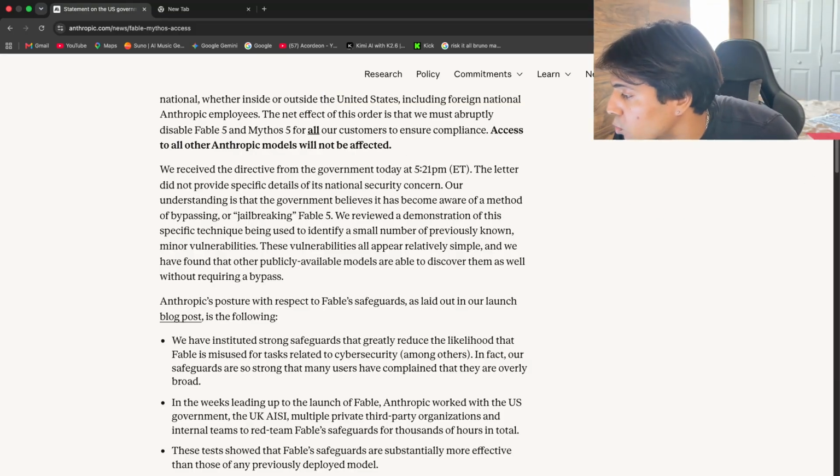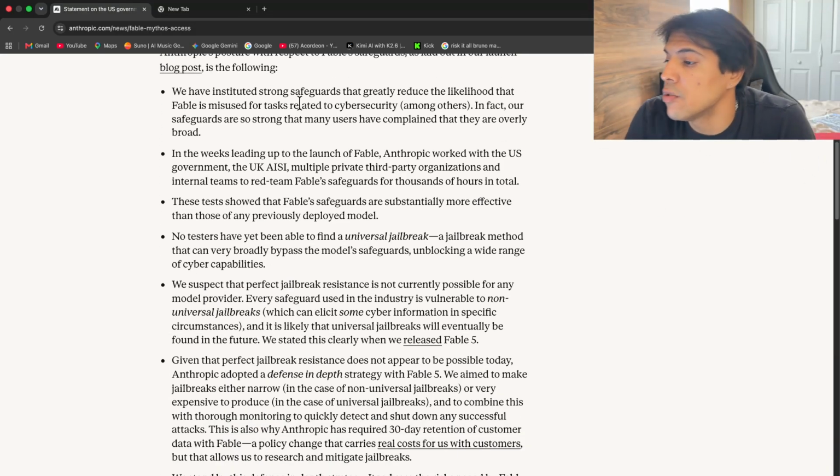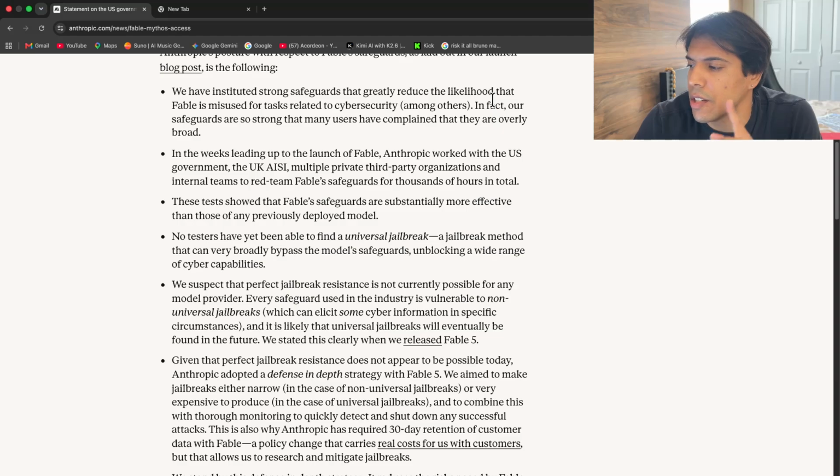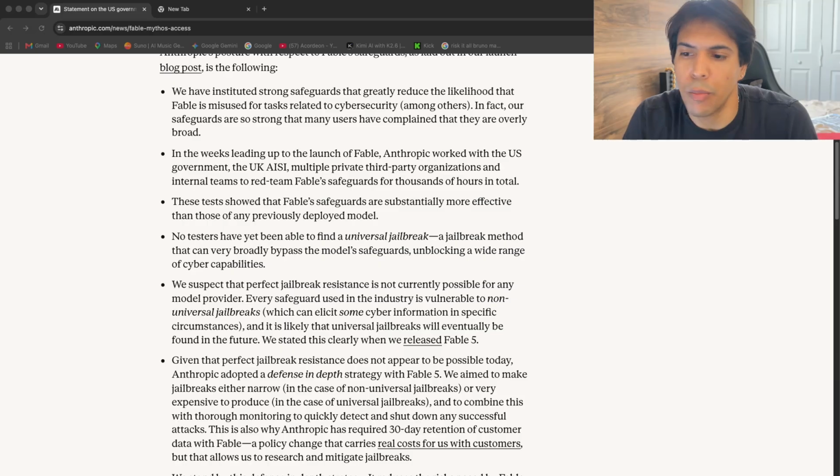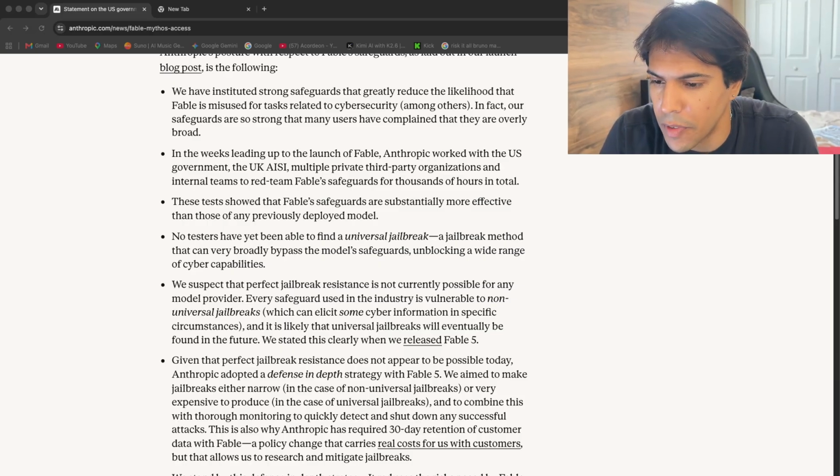So now what they wrote on the blog was, we have instituted strong safeguards to greatly reduce the likelihood of Fable being misused for tasks related to cybersecurity, among others. You see, that's what I'm saying, bro. There's a theory about this, but let me just finish with this real quick. In fact, our safeguards are so strong that many users have complained that they are overly bored. Okay, we get it. They're just trying to cover their asses, saying, okay, we are safe, so we can keep going with whatever we want to do, right?